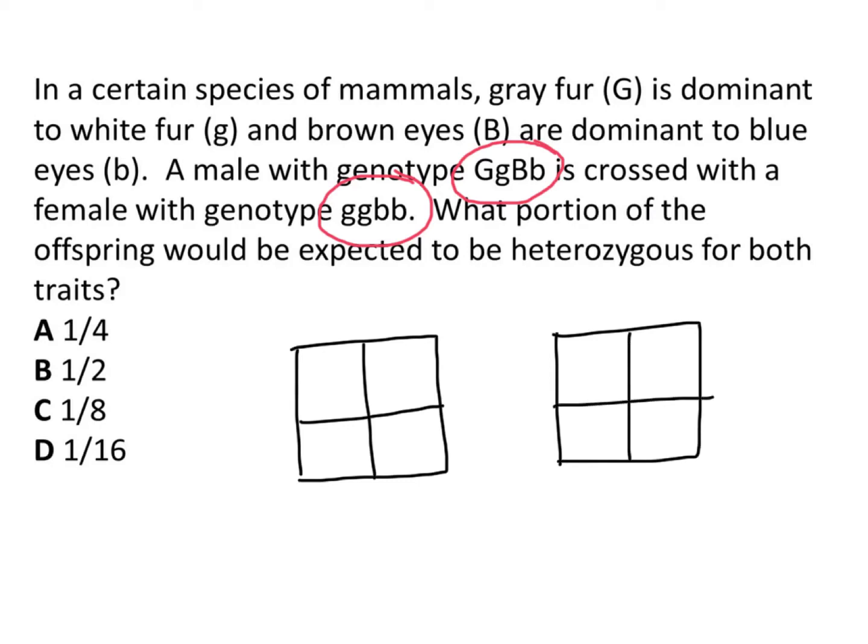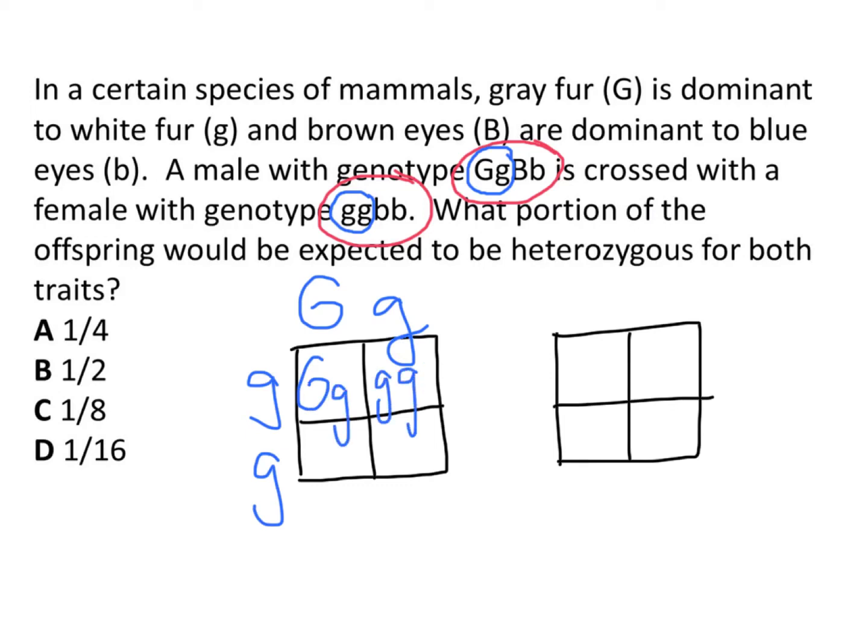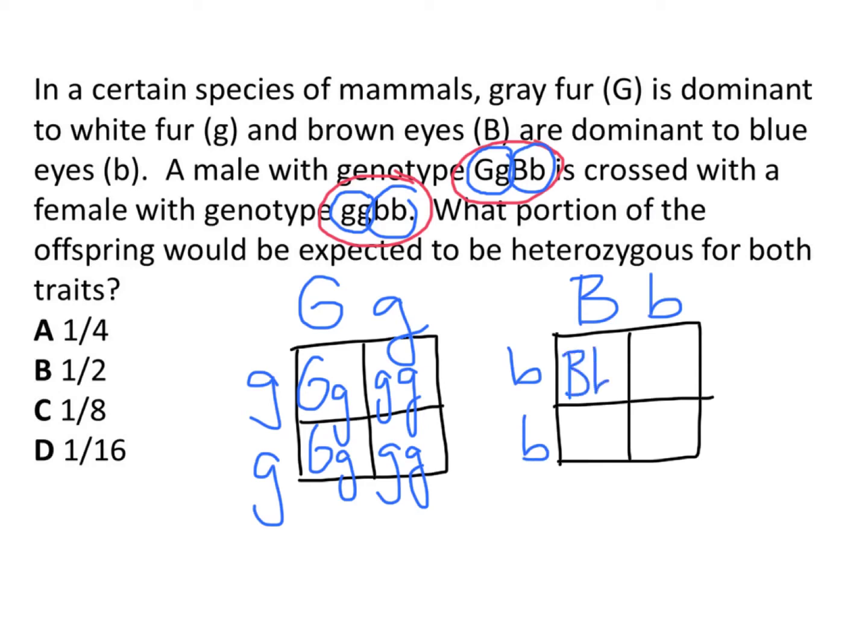My first Punnett square is going to be about fur color. So I've got big G in the male and little g in the female. So now I'll fill it in. My second Punnett square is going to be about eye color. The male is heterozygous and the female is homozygous recessive. And now I can fill that in.